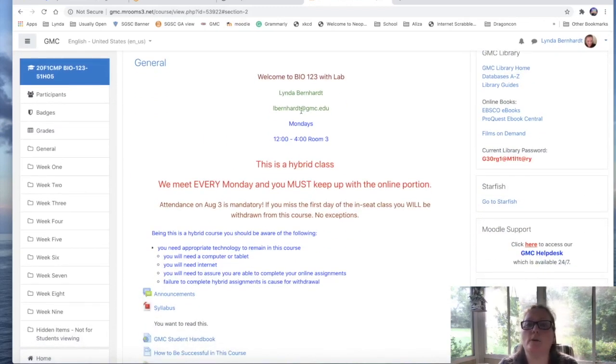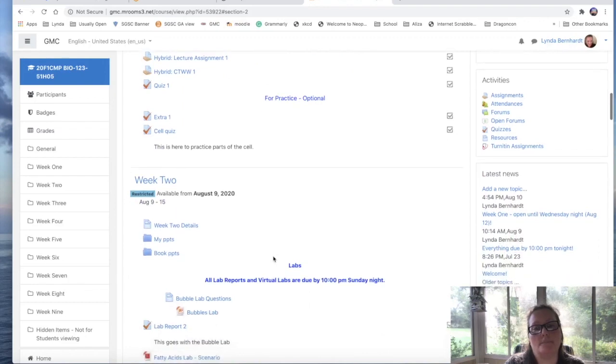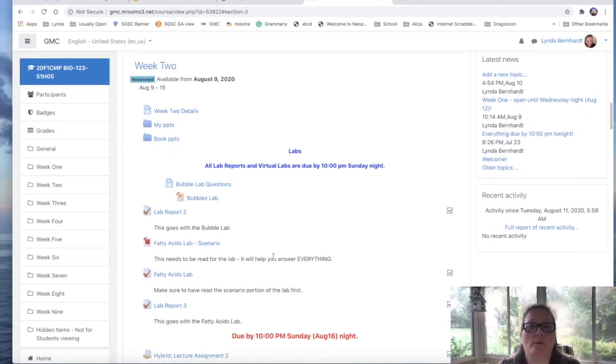Right there, lbernhardt@gmc.edu. So email it to my email address. I would say send it through Moodle if you want to, but I'm not positive about the messages in Moodle about making attachments. But you can email me attachments. I want photos. I want proof that you're the one who did it and your questions.